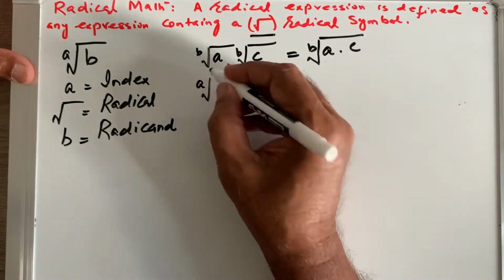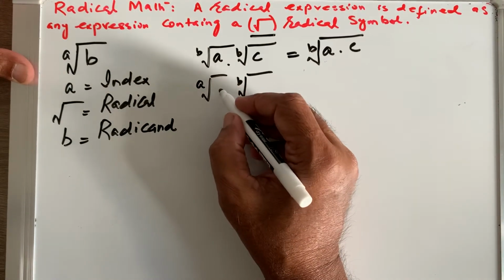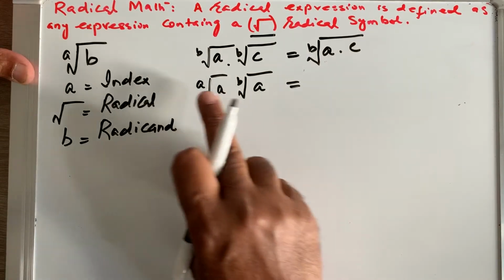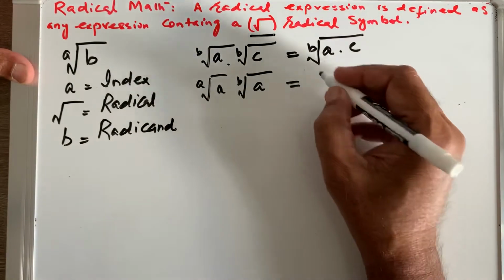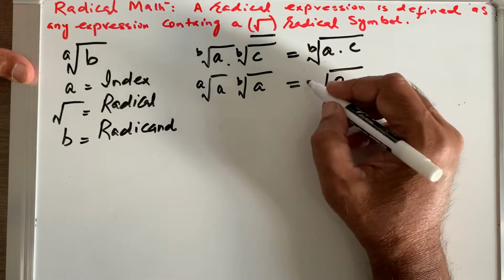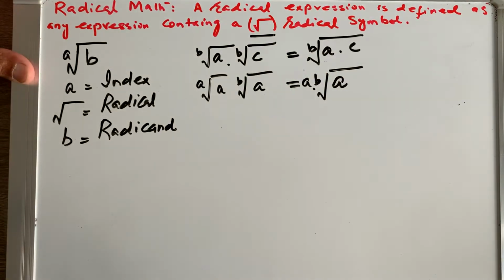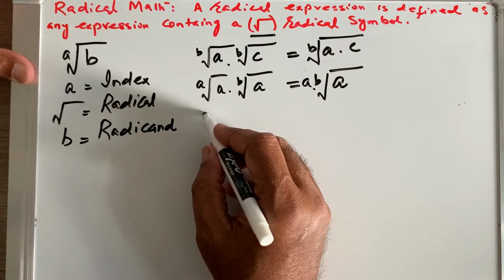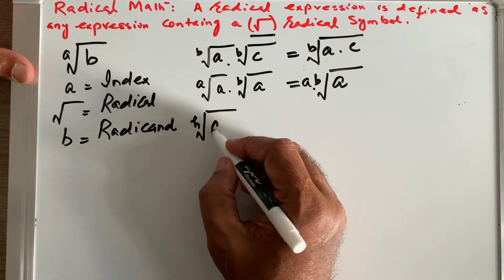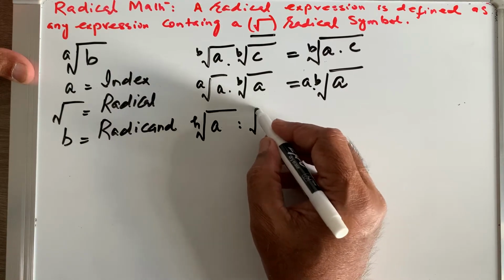Or if we have a different index but the same radicand, let's say A and A, then we can take the radicand as the same, but the indexes can be multiplied. So the index will be multiplied here. If we remember these rules, one more rule is there: if we have an expression with a division, we can write it in division or in ratio.